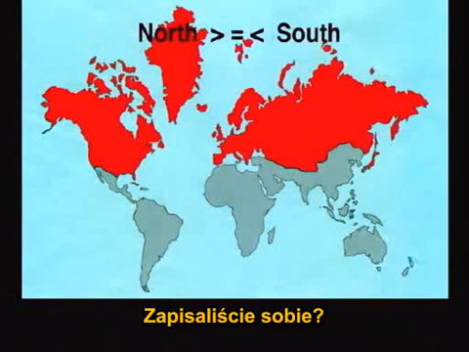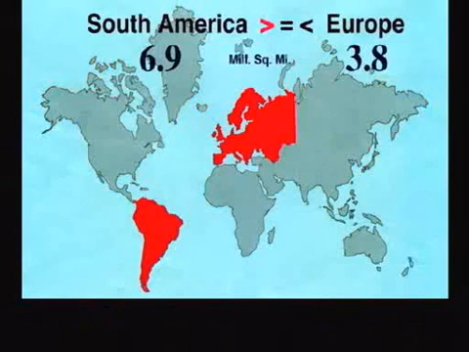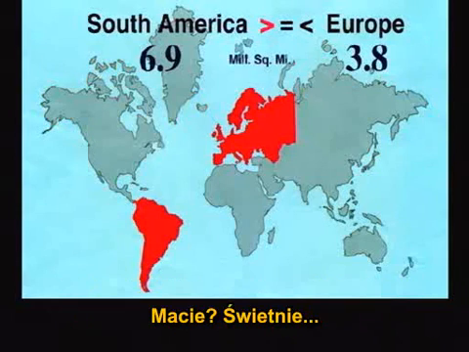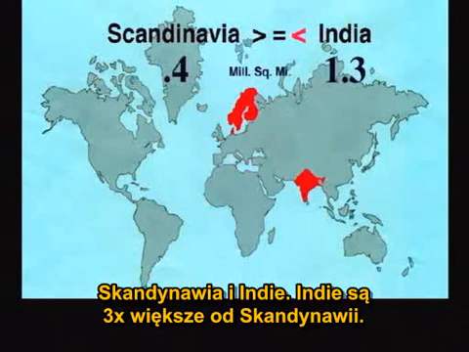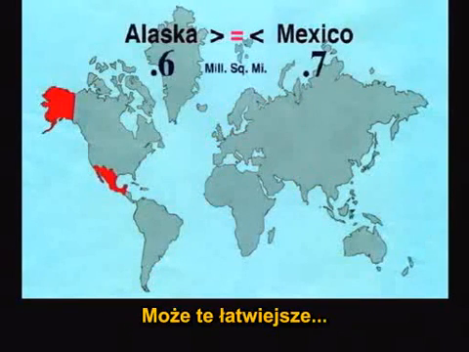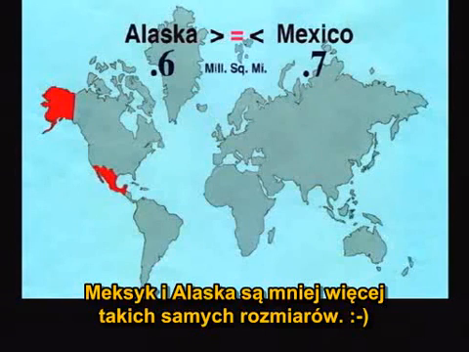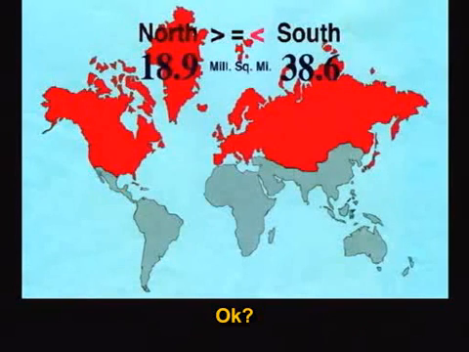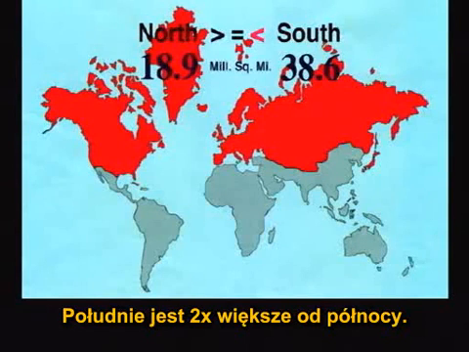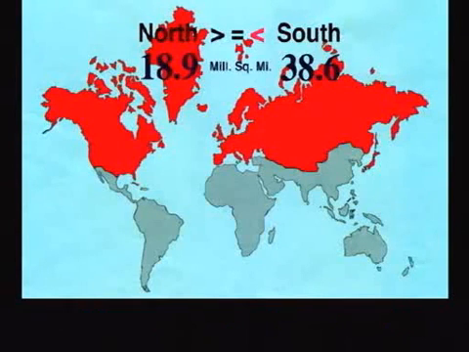You got those down? Okay, so now let's look at the answers. The answer is South America is twice as large as Europe. You got that right? You got it right. Good. Okay, let's talk about Scandinavia and India. India is 3 times larger than Scandinavia. Did you get that one right? Oh, okay, maybe the easier ones. Let's go to the easier ones. Mexico and Alaska, they're about the same size. Okay? And lastly, the North and the South. The South is twice as large as the North. Okay, everybody got 100.